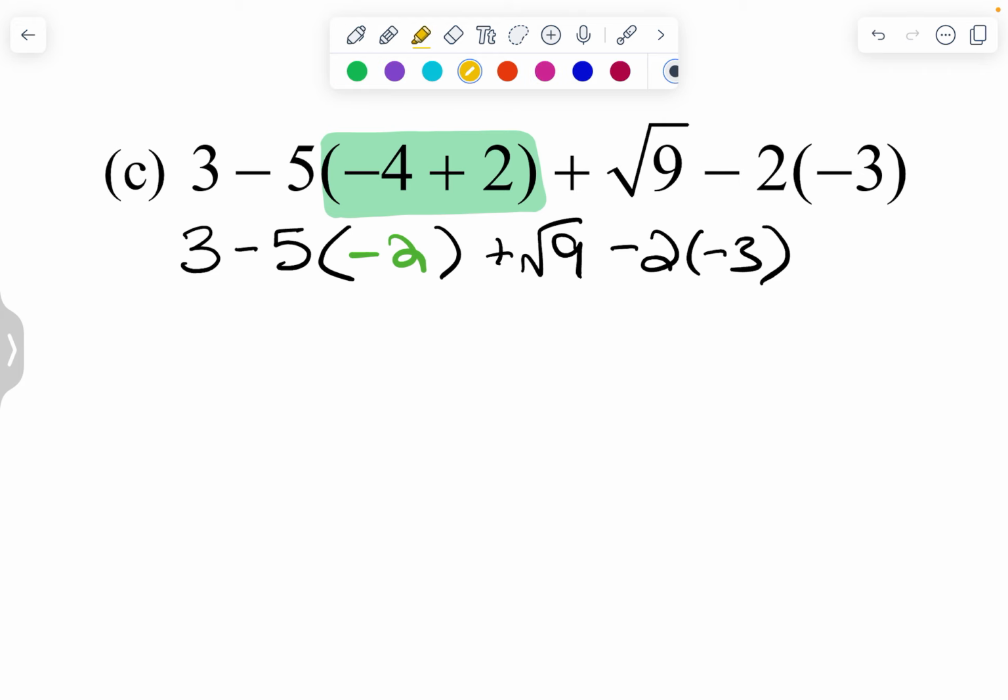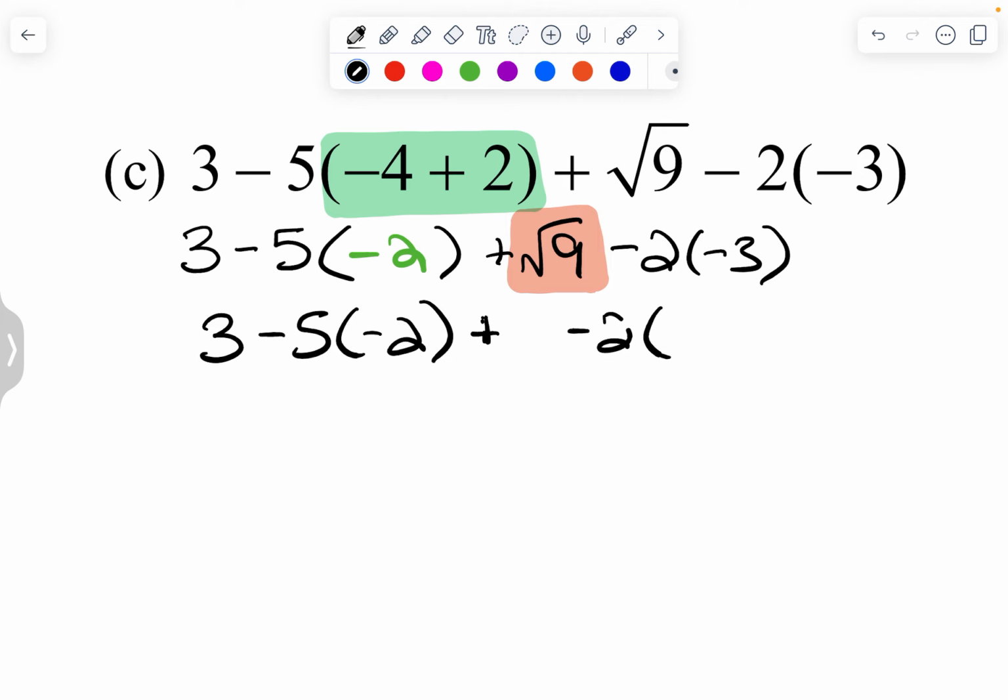All right. So no more parentheses that I have to do anything inside of. All the parentheses are standing instead of multiplication symbols. So that's step 1 done. No absolute value. Step 2 is going to be roots and powers. And certainly we have a root right there. So 3 minus 5 times negative 2. Plus a little space there. I'll fill the space in a minute. Let's see. Square root of 9 makes, well, 3 times 3 is 9. So square root of 9 is 3.